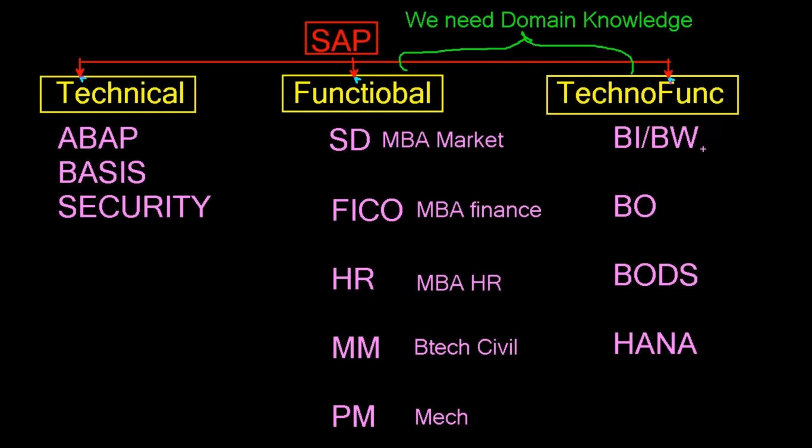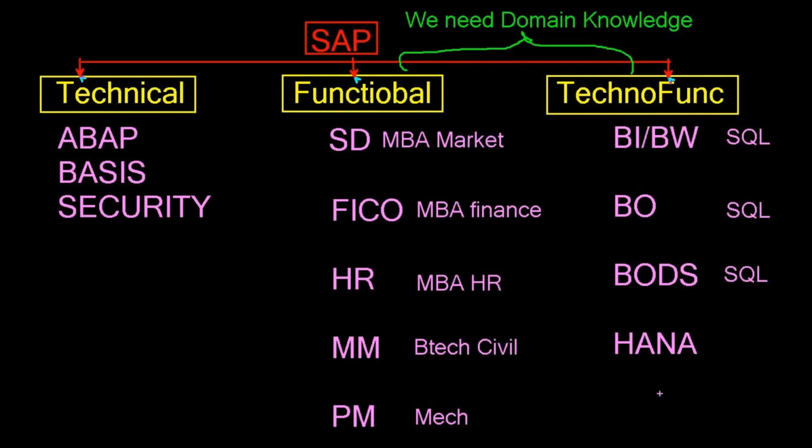Coming to BI/BW, business warehouse, business intelligence, your background should be SQL. So if you want to learn SAP BW or SAP BI, first you need to learn the course SQL. SQL is mandatory for learning SAP BI or BW. If you want to learn BO, business objects, you should have good hands-on experience on SQL. So here also SQL is mandatory. And BODS, business objects data services: if you want to learn the course, here also SQL is mandatory.